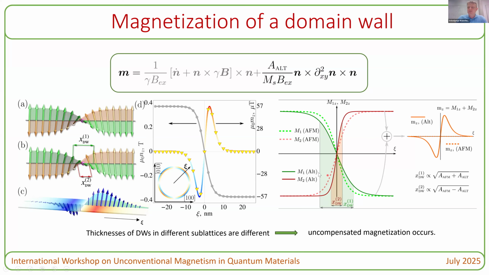This effect can be understood intuitively. If you consider these two domain walls, one in each of the sublattices, one can show that in the presence of altermagnetism, the domain wall widths are different in different sublattices. Naturally, the magnetizations of these sublattices do not compensate each other. So this is how it looks: two sublattices, green and orange. This is a normal domain wall, this is a domain wall in an altermagnet, and this is an uncompensated magnetization.